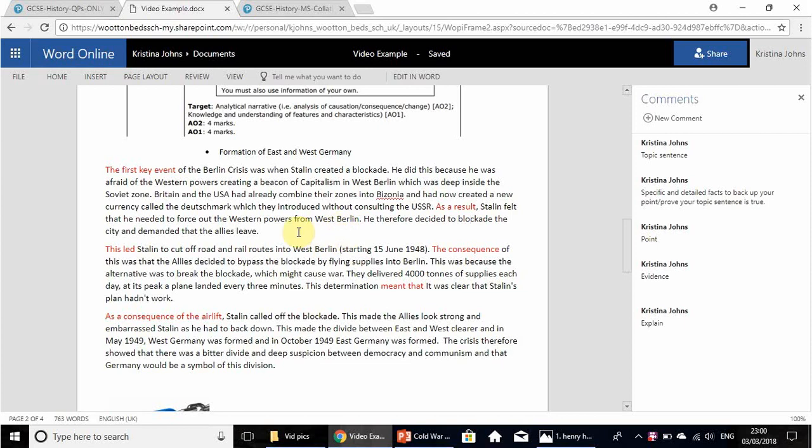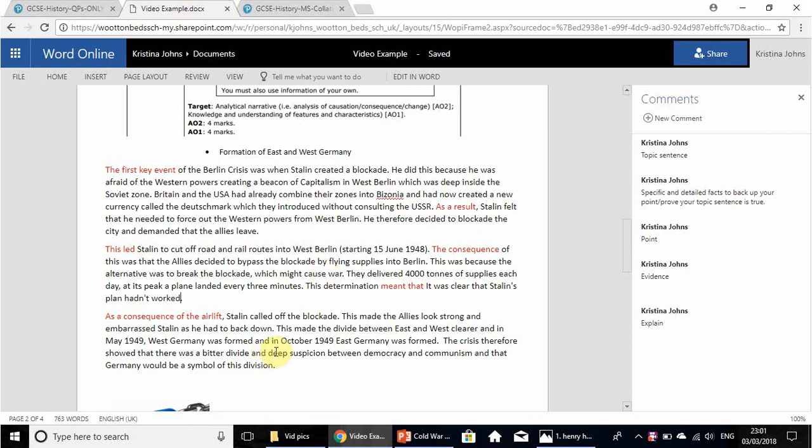Then I go on to say what exactly the blockade was. And then I say what the consequence of that was. And again, I say the consequence. So I'm using linking language all the time. The details that I give are really specific. So I talk about them delivering 4,000 tons and landing a plane every 3 minutes. And then I say this determination meant that it was clear Stalin's plan hadn't worked. So then I've got clearly a first event, a link to the second event, and then a clear second event. Arguably, I've actually got 3 events in there because I've got causes, the blockade, and I've got the airlift. So I've gone above and beyond.